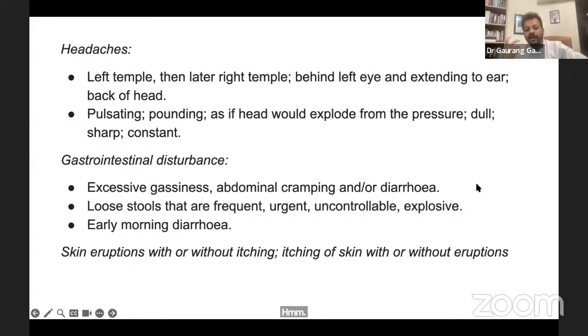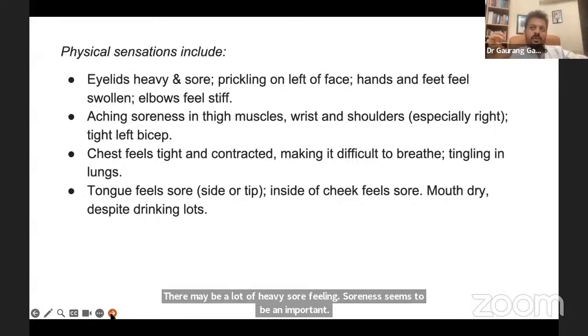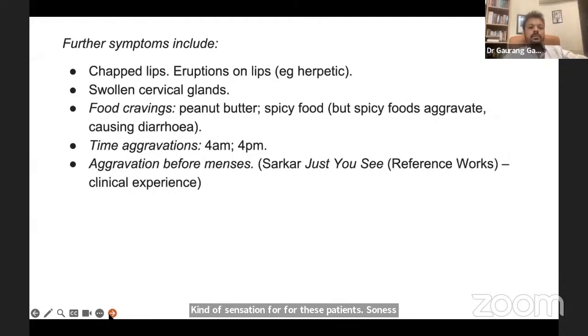Very often, they may have a lot of skin boils, abscesses, with or without itching. Staphylococcinum. What are the main physical sensations? There may be a lot of heavy, sore feeling. Soreness seems to be an important kind of sensation for these patients. Soreness. Many of them may get chapped lips. An interesting craving is craving for peanut butter and especially spicy food.